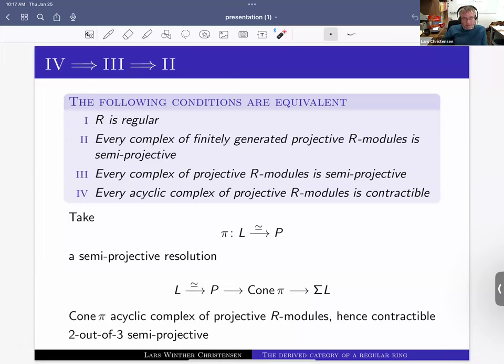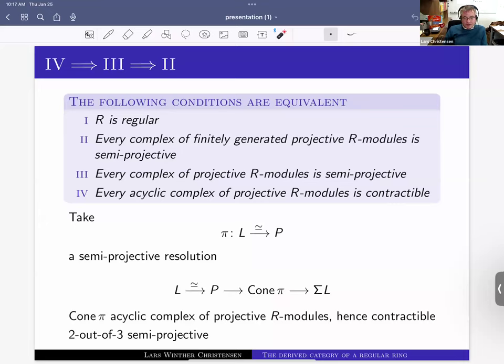So some of the implications are easy to get out of the way. If every acyclic complex of projective modules is contractible, then take any complex of projective modules P and take a semi-projective resolution. So the L here is a semi-projective complex. Then you get a mapping cone triangle like this one. And the mapping cone of a quasi-isomorphism is acyclic. And the mapping cone is built out of the two complexes. So the cone of pi in this case is an acyclic complex of projective modules. That means that it's contractible.